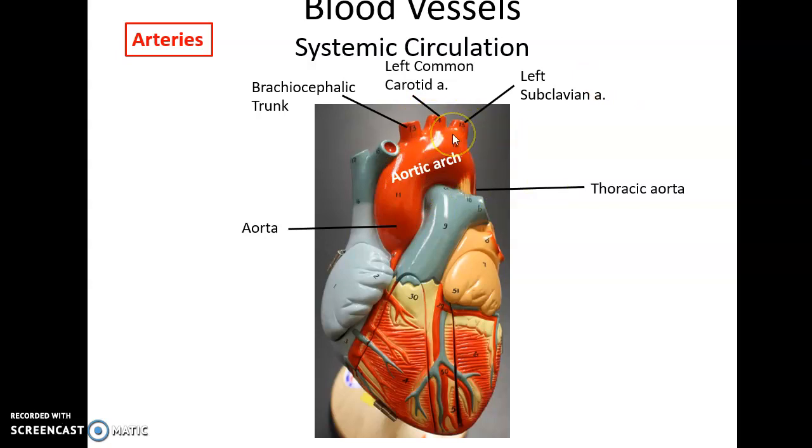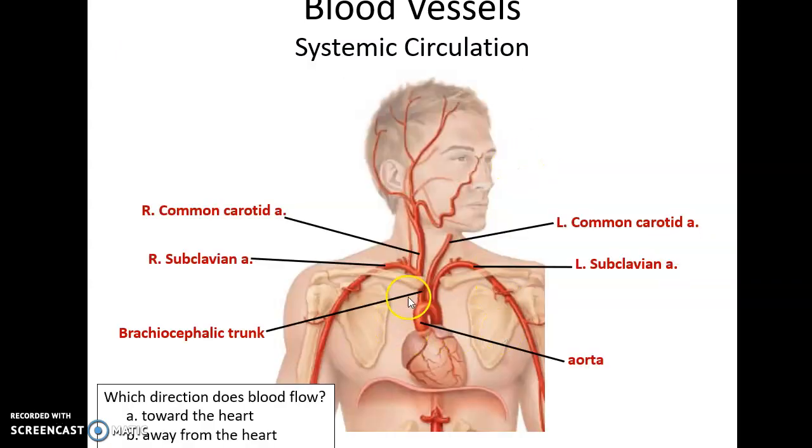Coming off the top of the arch of the aorta are 3 arteries: the brachiocephalic trunk, the left common carotid artery, and the left subclavian artery. So remember them in that order from right to left: brachiocephalic trunk, left common carotid artery, left subclavian artery. The brachiocephalic trunk will split into the right subclavian artery and the right common carotid artery, so that eventually we do have a right common carotid artery and a left common carotid artery.